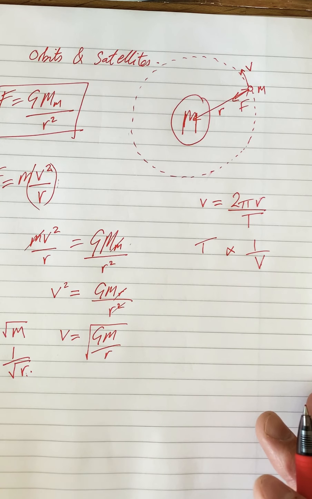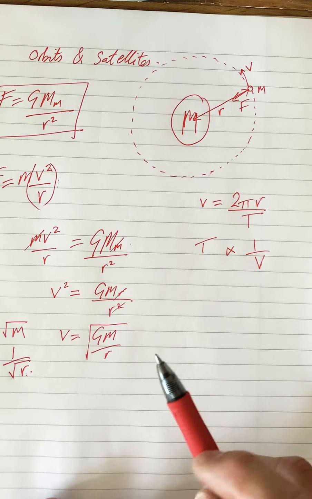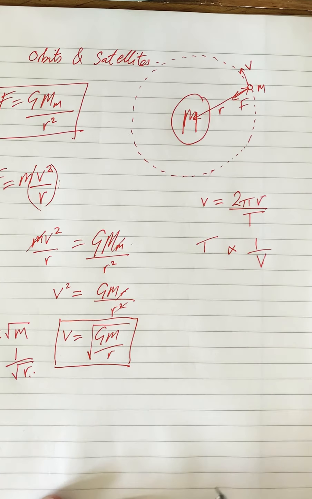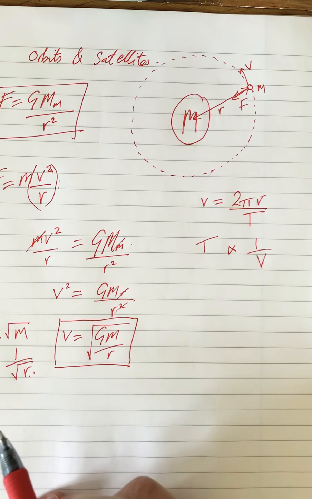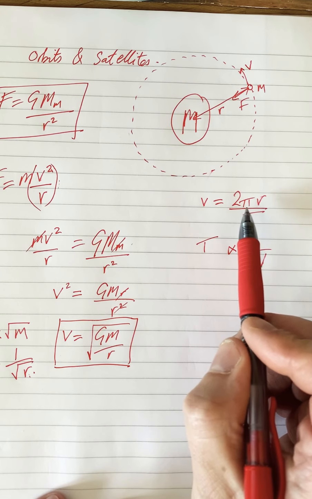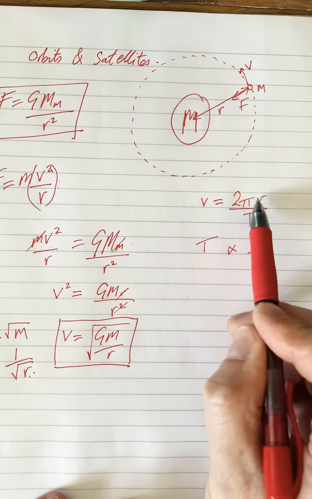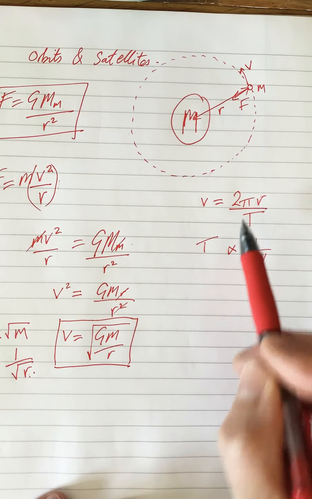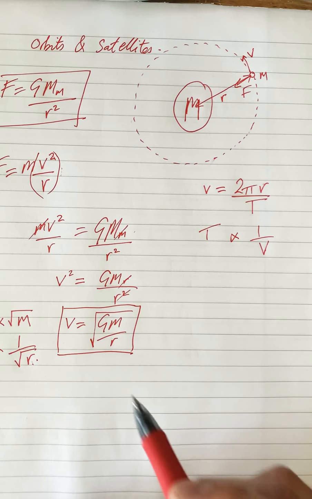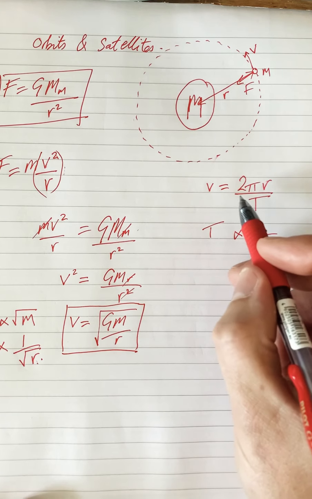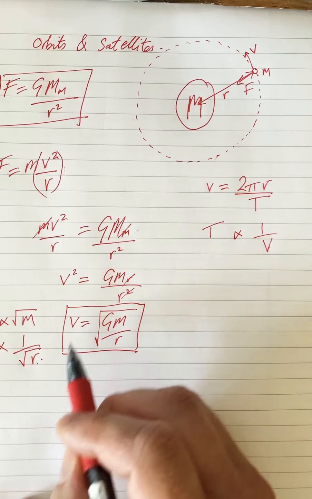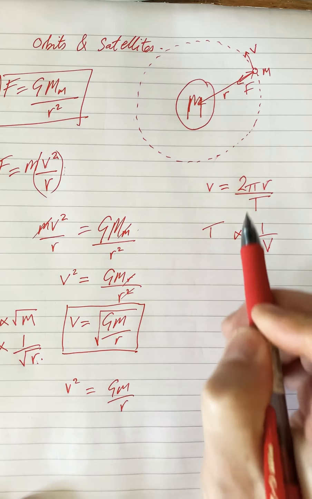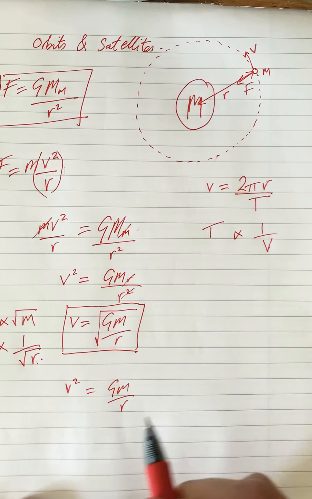Right, this is a nice key equation. However, we can put this in terms of the time period. So basically, if I can substitute the velocity 2 pi r over T here, I can actually get an expression in terms of T and r. So I'll do that now. So I'll bring this back to where it was, v squared equals GM over r. And now I'm going to replace v with 2 pi r over T.